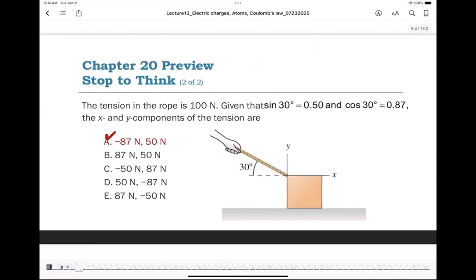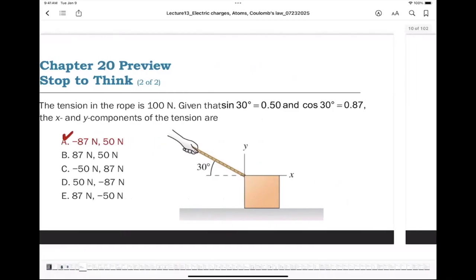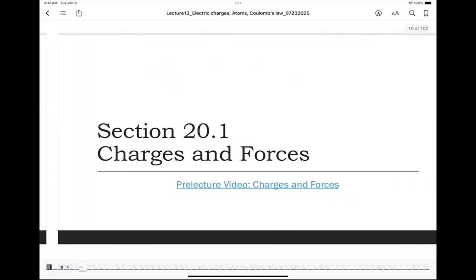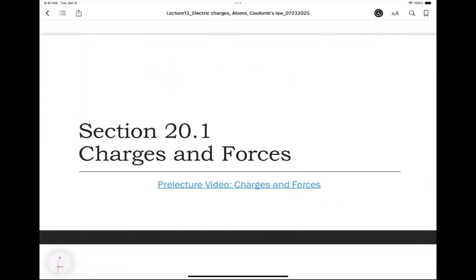Yeah, this question just lets us review the vector and the components of the vector. We will use this in today's class. Okay, let's start today's class, and let's talk about section 20.1, charges and forces. Since chapter 20, I will put some videos here, and you can review that.